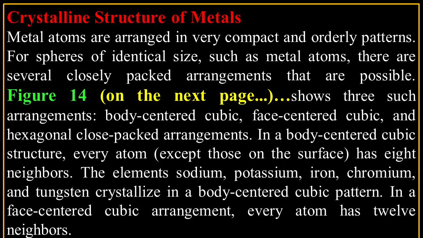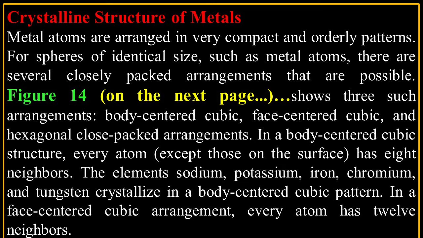Metal atoms are arranged in very compact and orderly patterns. For spheres of identical size, such as metal atoms, there are several closely packed arrangements that are possible. Figure 14 on the next page shows three such arrangements: body-centered cubic, face-centered cubic, and hexagonal close-packed arrangements. In a body-centered cubic structure, every atom, except those on the surface, has 8 neighbors. The elements sodium, potassium, iron, chromium, and tungsten crystallize in a body-centered cubic pattern.